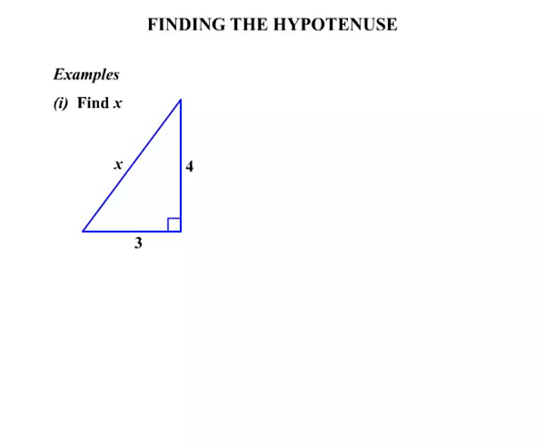We're asked to find X. Now we can see that X is the longest side in this right-angled triangle. It's the hypotenuse. So we start by saying X squared equals, and the two shorter sides are 4 and 3. So we write that it equals 4 squared plus 3 squared. Now X squared equals 4 squared plus 3 squared. Well, 4 squared is 16, 3 squared is 9. So adding the two together we get 25.